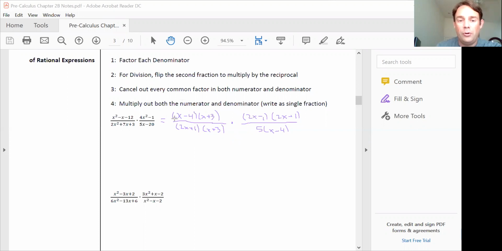So here we go, x minus 4. I see that down here. X plus 3, I have that right here. 2x minus 1, I don't have that, but 2x plus 1 I have. And then whatever's left over, I'm going to write as a single fraction. So I multiplied all the way out, and that's essentially what we mean by multiplied out. That doesn't mean if there's multiple factors, multiply those together. You don't have to do that. Just put it all together.